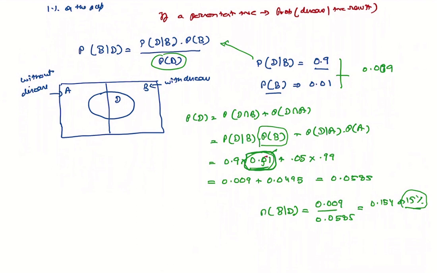If you change this to 0.5 here, now suddenly this will change from 0.9 to 0.45, and this will change to 0.0495 plus 0.45, which is going to be 0.4995, and of course this will also change to 0.45 divided by 0.4995. So 0.45 divided by 0.4995, it becomes 90%.